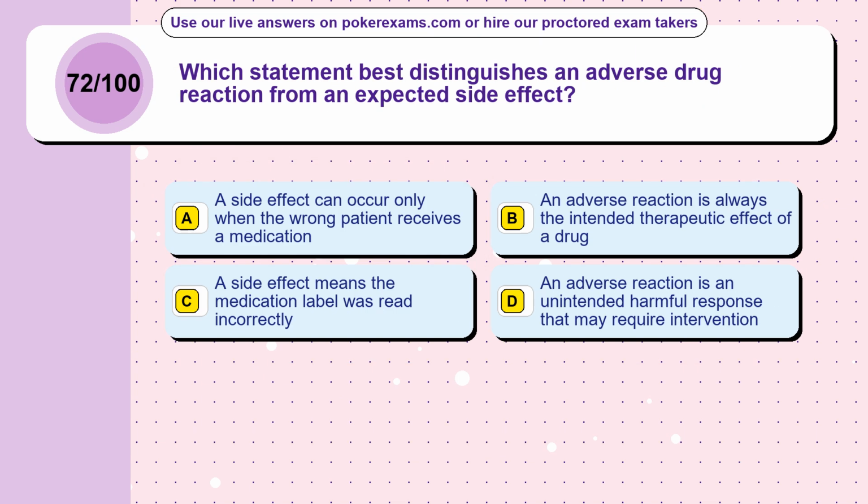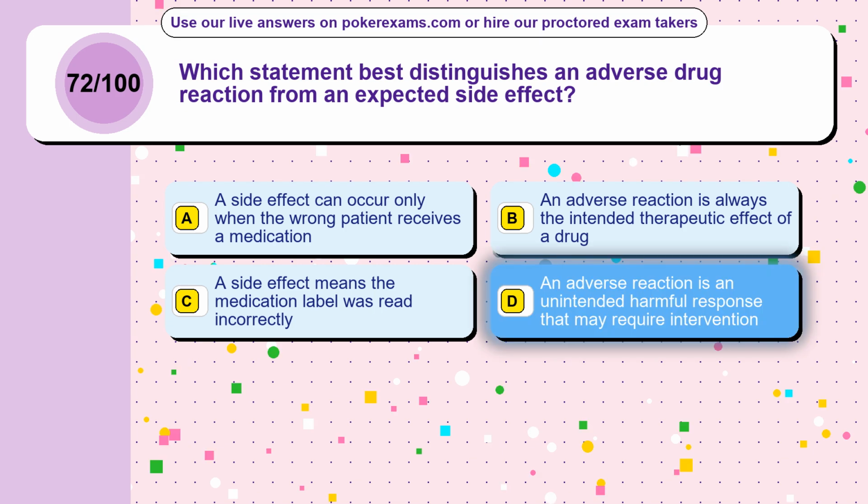Question 72. Which statement best distinguishes an adverse drug reaction from an expected side effect? Option A. A side effect can occur only when the wrong patient receives a medication. Option B. An adverse reaction is always the intended therapeutic effect of a drug. Option C. A side effect means the medication label was read incorrectly. Option D. An adverse reaction is an unintended harmful response that may require intervention.